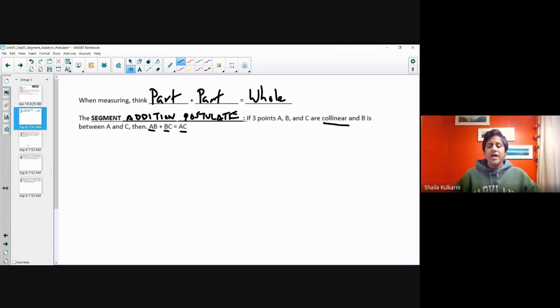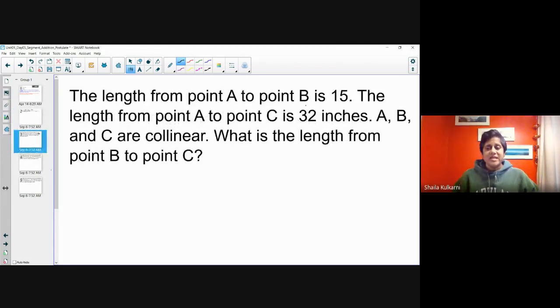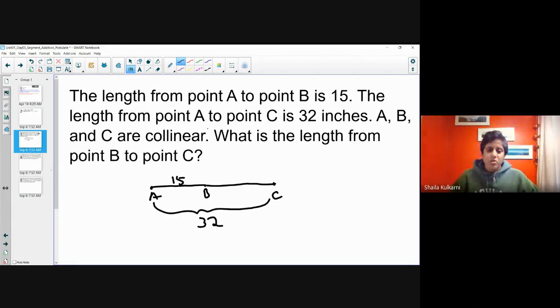Okay. The length from point A to point B is 15. The length from point A to point C is 32, and A, B, and C are collinear. So let's do a visual representation of that. A to B is 15. And then A to C, so extending that, the whole thing is 32. And it wants you to find the length from point B to point C. Now, some of you already know you're supposed to do 32 minus 15 and get an answer.